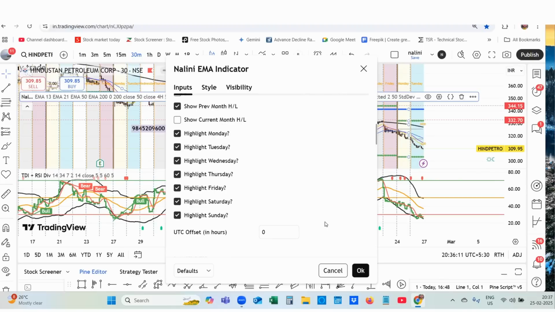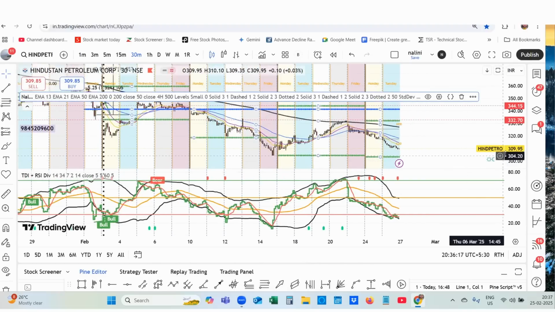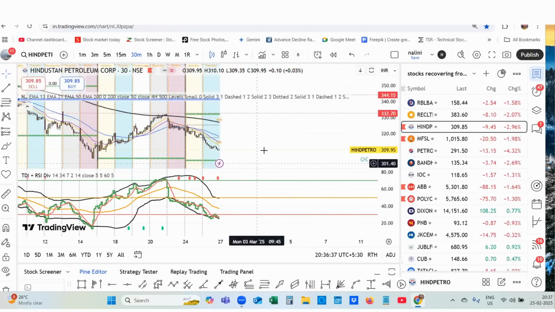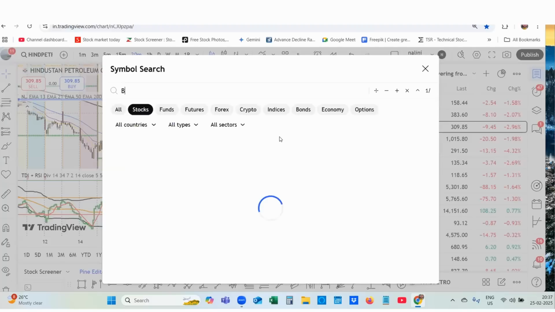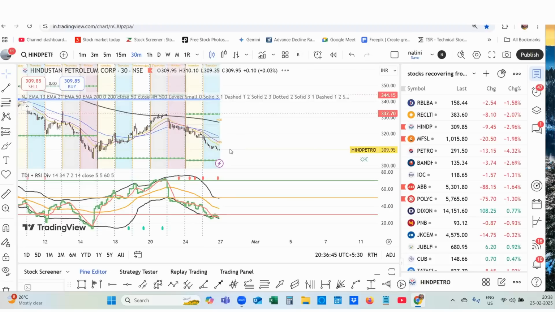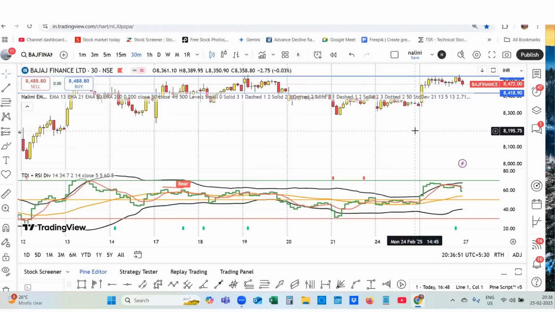So in this video, the 2 setups I have discussed: the first requisite is that in the 15 minutes time frame, the 50 period moving average has to cross the 200 period moving average. Let me go to Bajaj Finance, because it satisfied our requirement. I'm resetting the chart. Let me show it to you as an example.